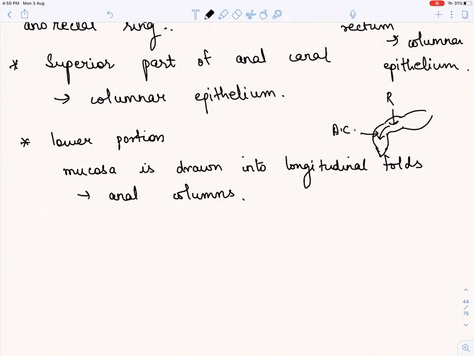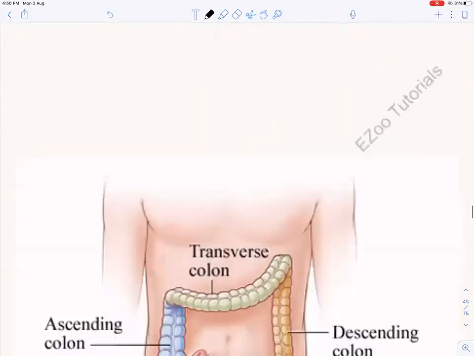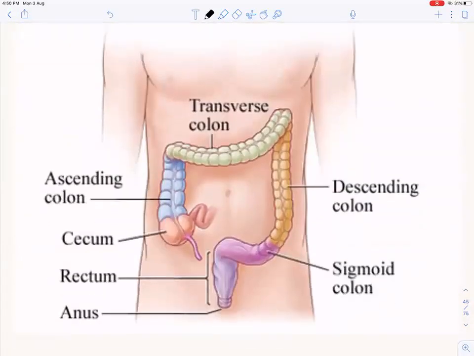So let us just quickly see what we have done, and in the next class we'll start with the histology of the alimentary canal. So this is what I was talking about. This is the cecum, and then the ascending colon, transverse colon, descending colon. You can see this is the tinea coli that I was talking about, and see, it is not present in the rectum, the anal canal and the vermiform appendix.